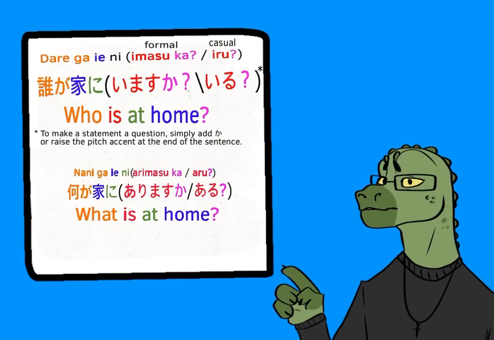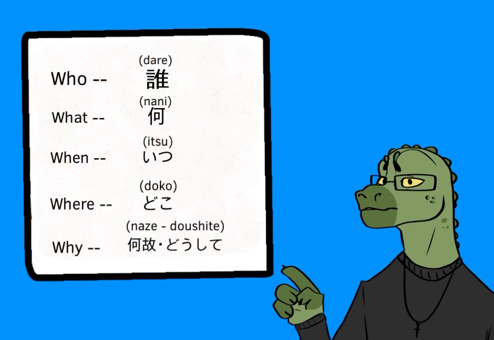Now we can ask a similar question as well, being what is at home? Nani ga ie ni arimasu ka? Or if you're being informal, nani ga ie ni aru? We have two question words here, who and what. There are really four other question words in Japanese as well that you need to know, being itsu, meaning when, doko, meaning where, and doshite and naze, meaning why. With that, you've got your complete set of the who, what, when, where, and why question words, right?